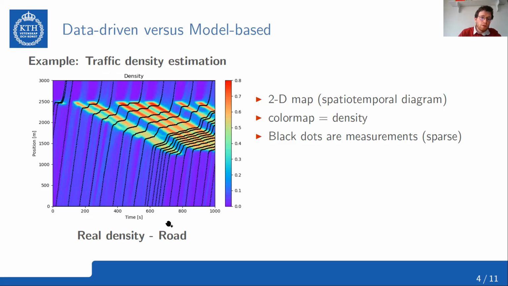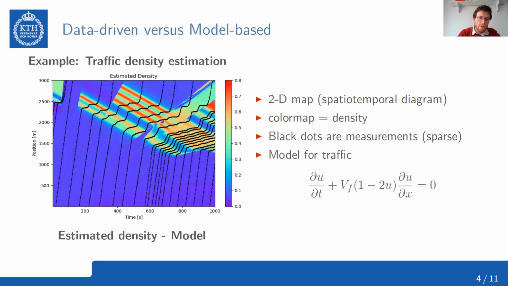Then if you use a model, you will get this. This is a very bad estimation, but the reason is that the model is not very accurate. This is not the real situation on the road, so you have a very bad reconstruction. But then you're thinking maybe we should use something different.